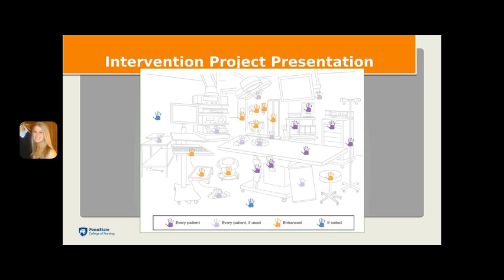For example, after every patient, only if used, enhanced, and if soiled. As one can see, the amount of surface space covered within the operating and procedural rooms is vast and can range from high to low. Cleaning in these areas is of high importance to ensure infection is not spread from one patient to the next.